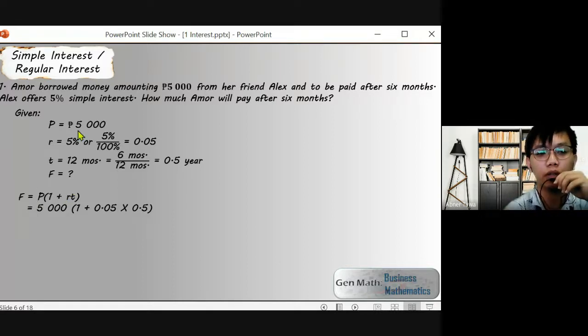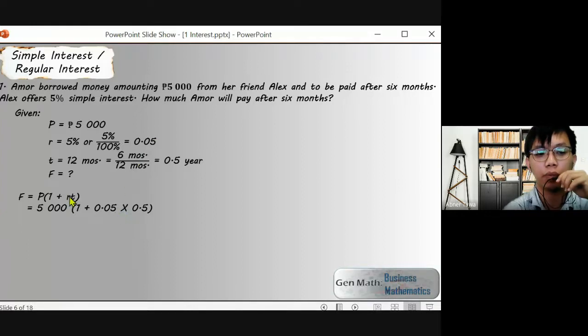So what are the givens in our problem? What is the value of P? Just change P to its given value. So we have here 5,000. So that will be P, and then just copy 1 plus what is the value of rate of interest, that is 0.05, and then times.